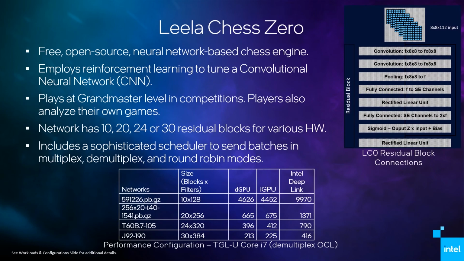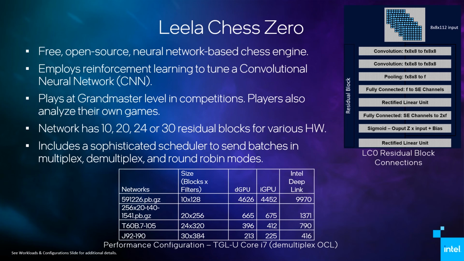The last case study is Leela Chess Zero, a free open source neural network based chess engine. It uses a reinforcement learning algorithm to tune a convolutional neural network. The CNN acts as a position evaluator for the chess program. It is very capable and plays at a grandmaster level in competitions. Also, players use this program to analyze their own games, because Leela Chess Zero is said to play more like a human compared to maybe a brute force search engine based chess program.